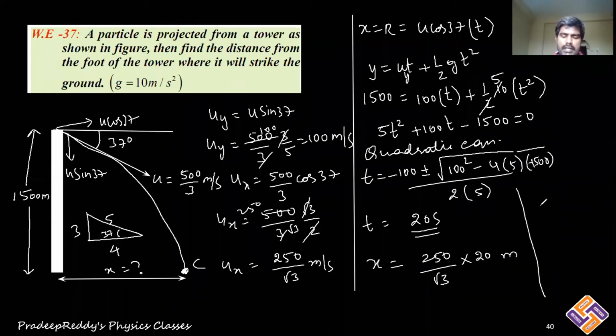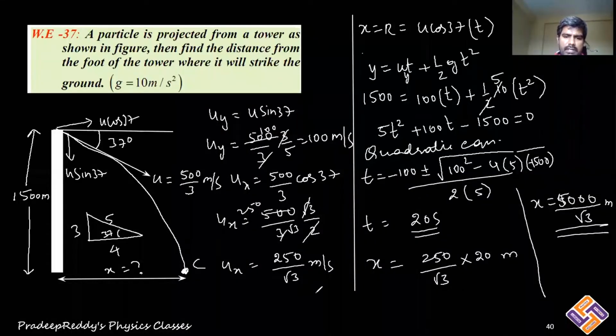So distance traveled x is equal to 25, 50, 0 0 divided by root 3 meter. That is the distance traveled by the body along the x-axis from the foot of the tower to the point where it reaches the ground.